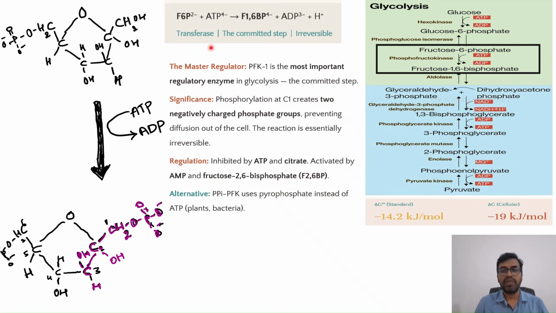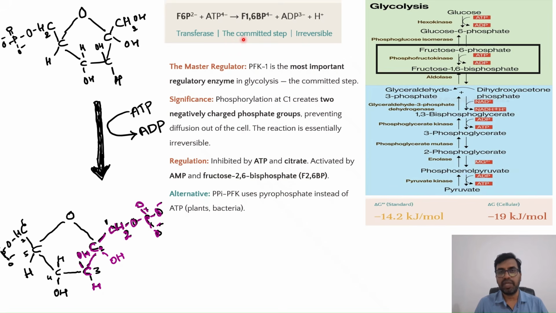Now this is a type of chemical reaction called a transferase reaction. Transferase means a group is being transferred from one molecule to another. Here in this context, a phosphate group is being transferred from ATP to fructose 6-phosphate to make it fructose 1,6-bisphosphate, and this is a committed step.